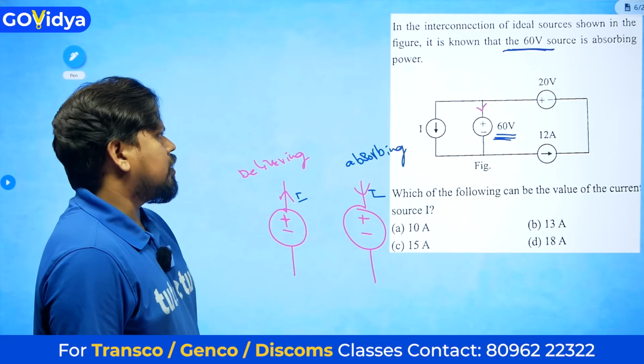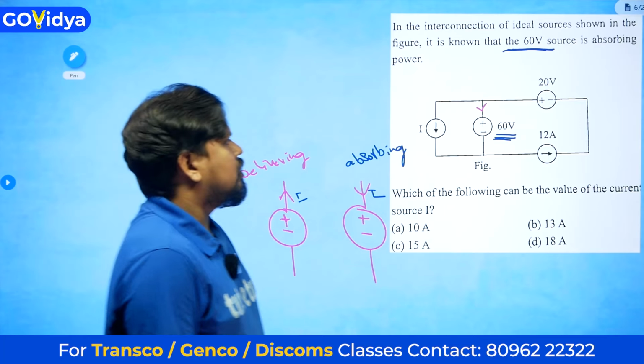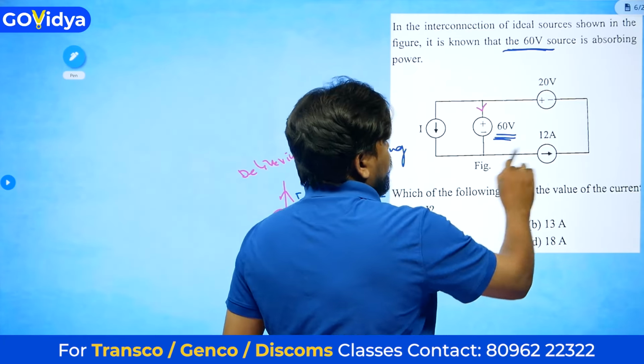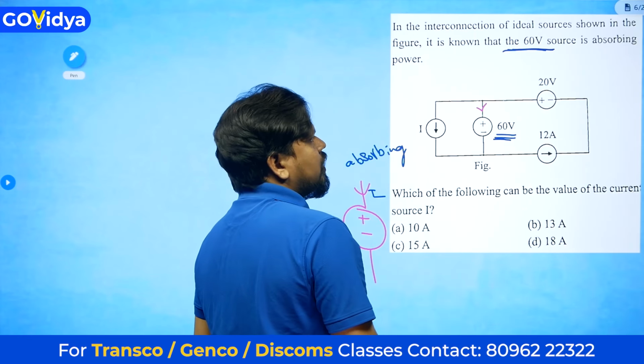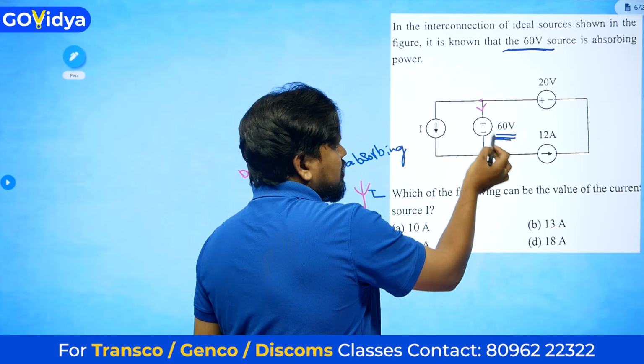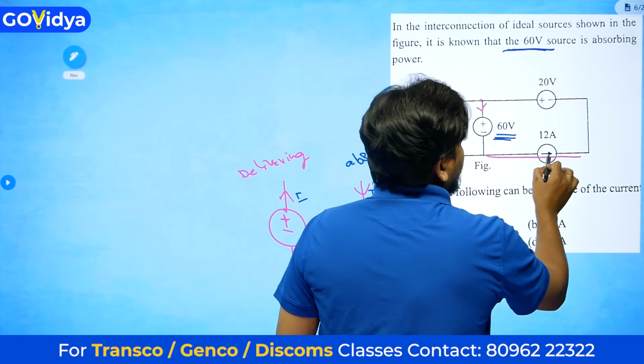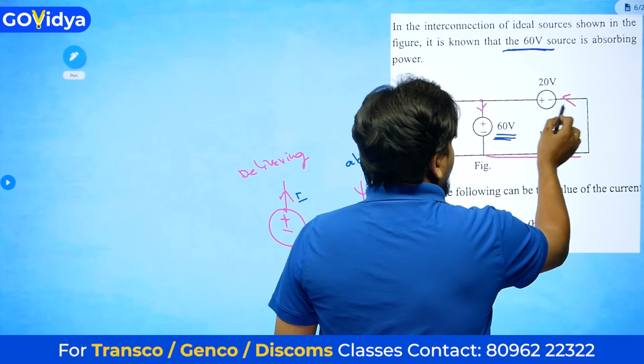So how to solve this? There is no other data. You cannot write a KVL equation, you cannot write a KCL equation also directly. So just one thing we can do. The current direction is like this. This 12 ampere current is going in this direction.